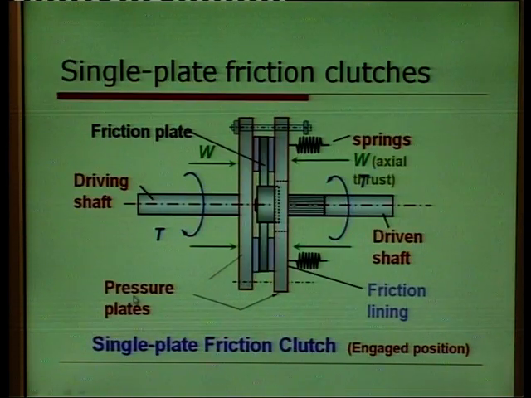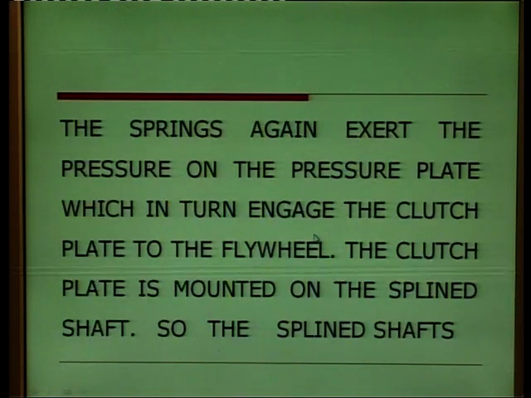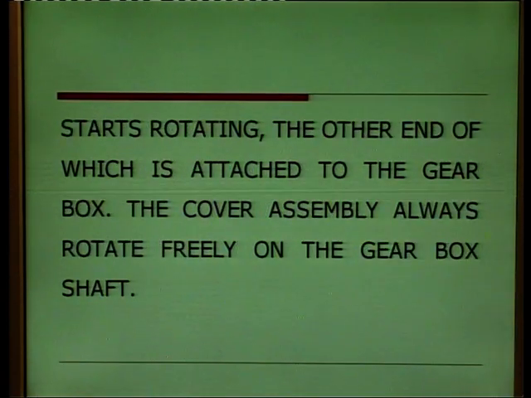Driving shaft, pressure plates, and then friction lining, this one and this one, this one and this one. This is the pressure plates. Then the spring again exerts the pressure on the pressure plate, which in turn engages the clutch plate to the flywheel. The clutch plate is mounted on the spline shaft, so the spline shaft starts rotating, the other end of which is attached to the gearbox. The cover assembly always rotates freely on the gear shaft.